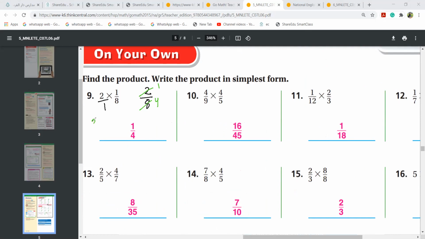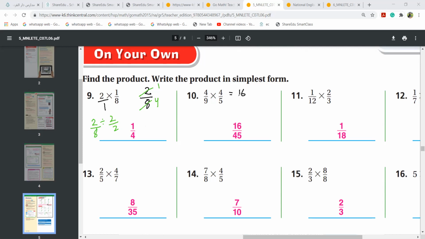Miss, why did you multiply 2 with 1? See, it's like 2 times what gives you 2? 1. I wrote here. 2 times what gives you 8? 4. Yes, I wrote here. Understood now? You have to divide by 2. 2 divided by 2, 1. 8 divided by 2, 4. Either way, write this also and do like this also. Whatever feels easy, you do that.